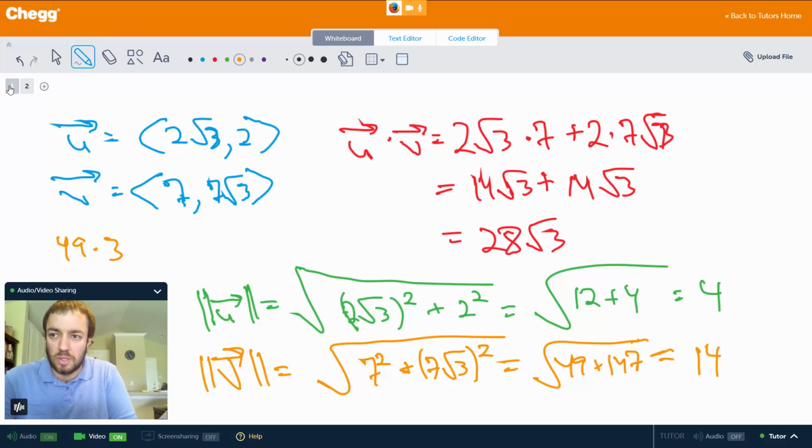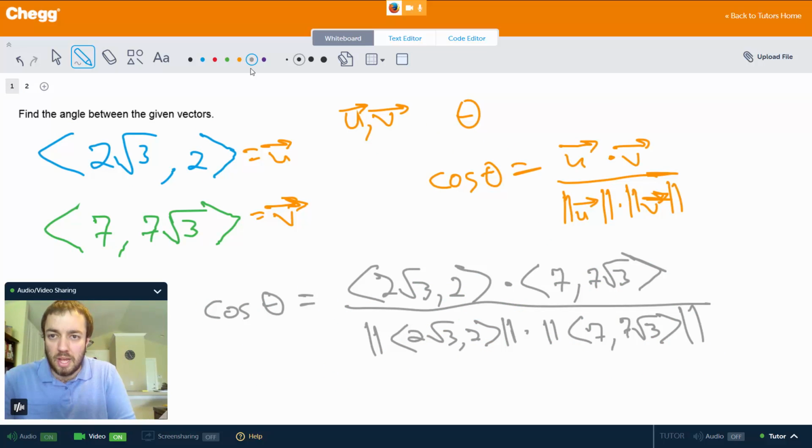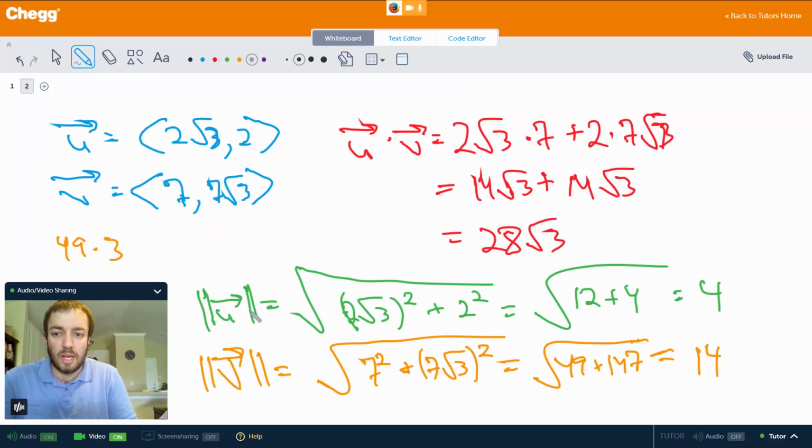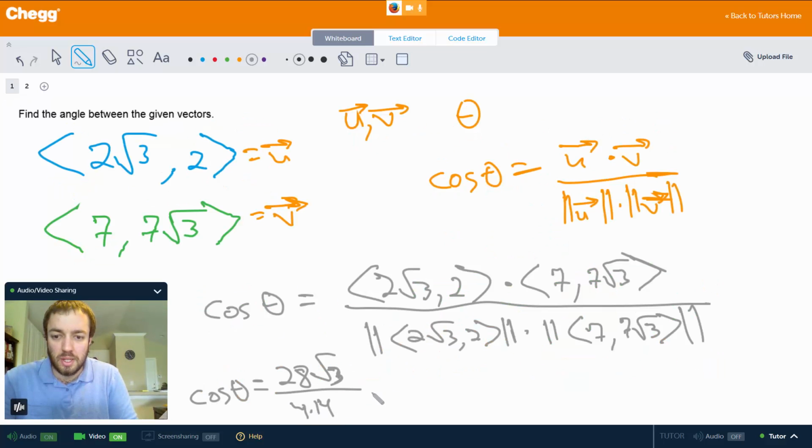So now let's go back to page 1, and then we're going to have cosine of theta, therefore, is the dot product of u and v, which we found was 28 root 3, divided by the magnitude of u times the magnitude of v, which is 4 times 14. Okay, now notice 14 goes into 28 2 times, so we just have a 2 left up here. And then 2 goes into 4 twice. So what we actually have is the cosine of theta is root 3 over 2.